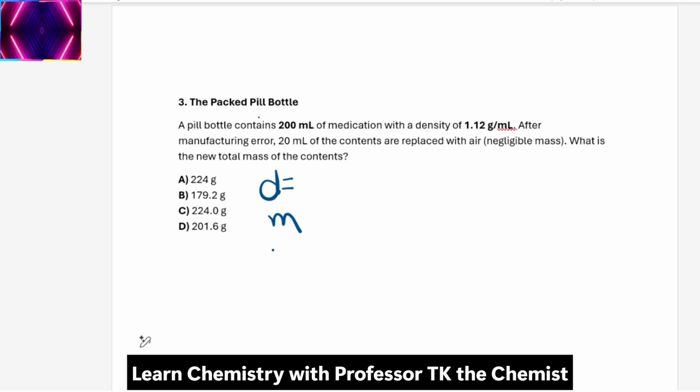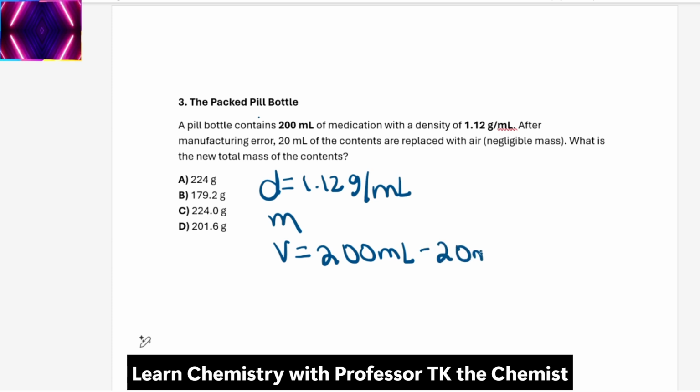We're just going to fill this part out right here. They gave us the density, 1.12 grams per milliliter. They told you that the volume was 200 milliliters, but then after a manufacturing error, 20 milliliters of the contents are replaced with air. So we're going to subtract those two, okay? And you get 180 milliliters right there. And what they want to know is, what is the new mass of the contents?